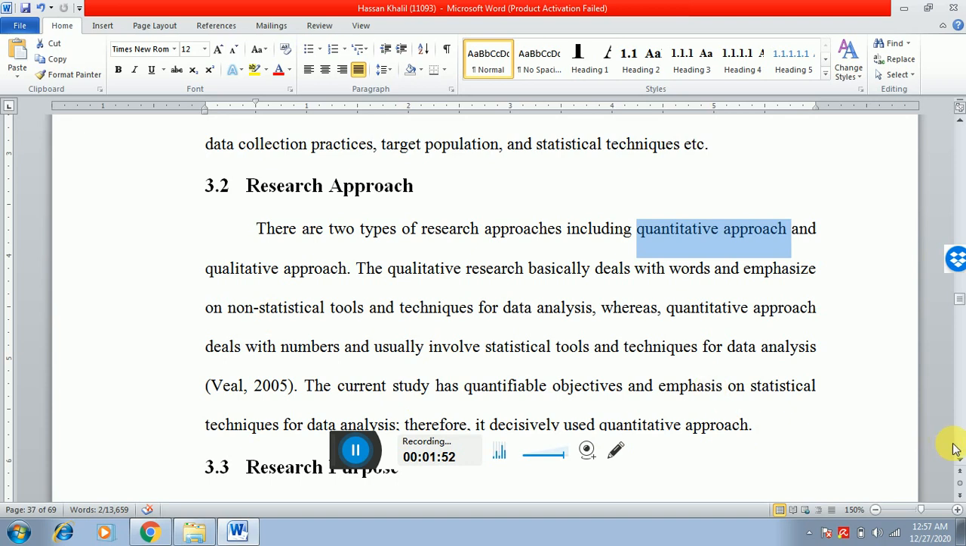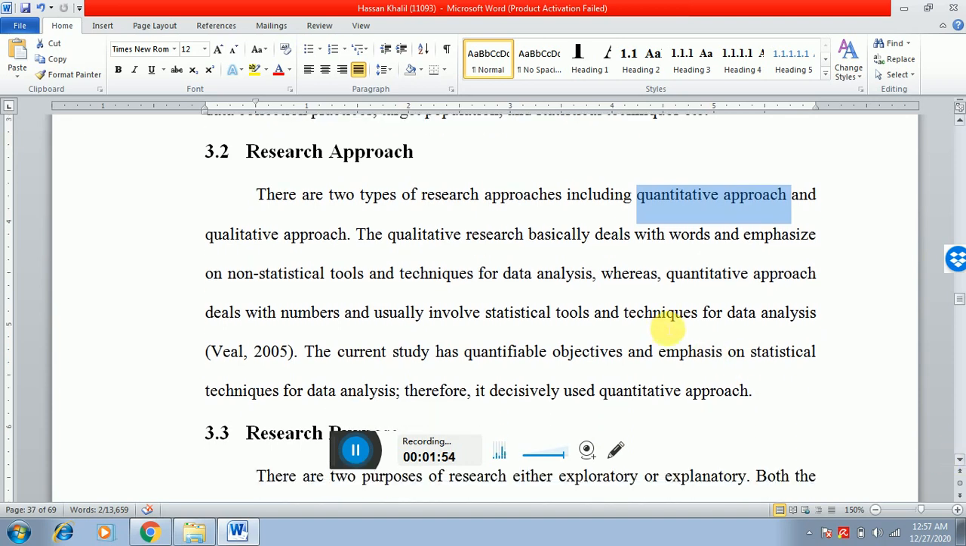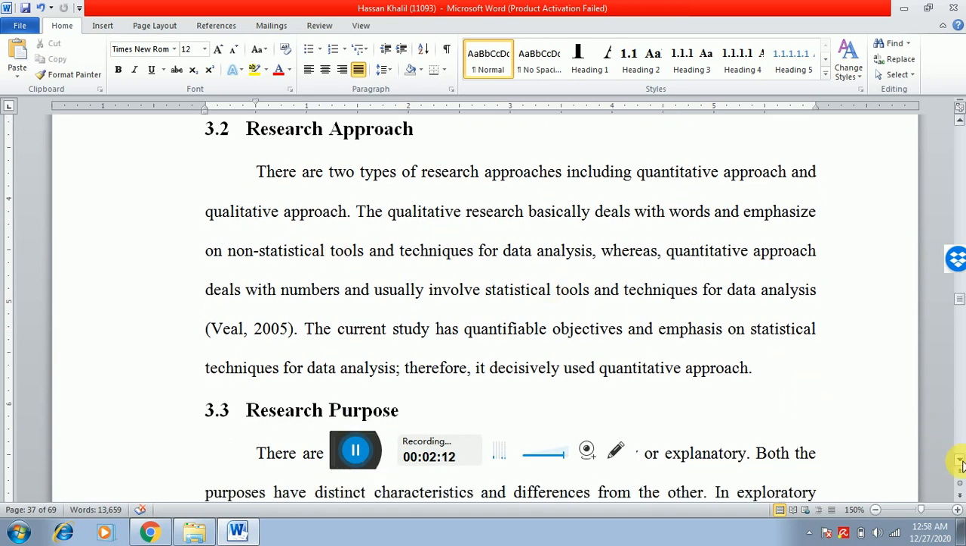So whatever you write over here, you have to provide with recent citations. If you are explaining the definition of quantitative research approach, you have to identify a basic definition from any published paper or from the book as well of any research methodology, and then write the definition from those books and then provide citations and then defend why you use quantitative approach.